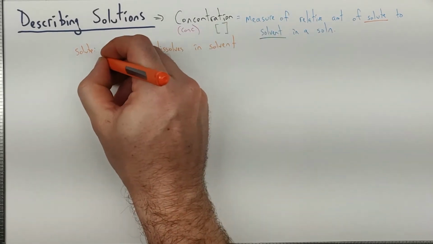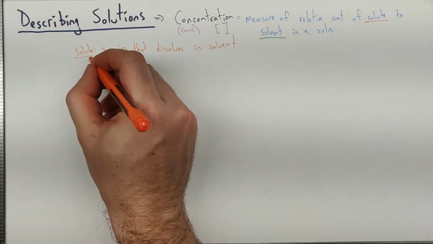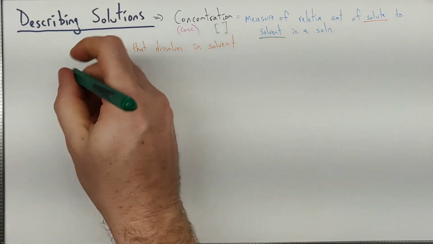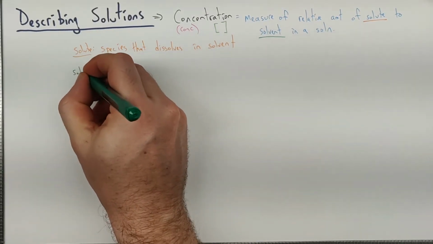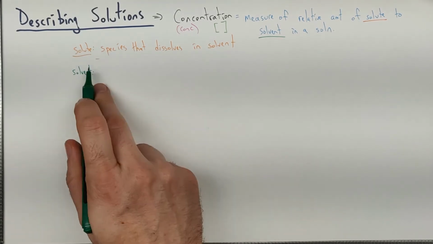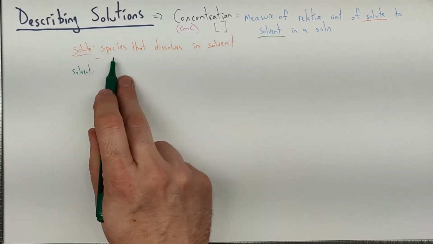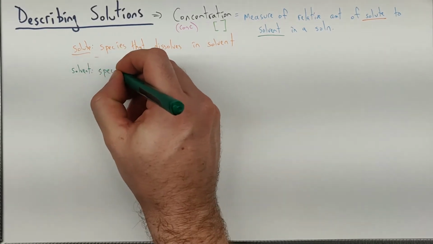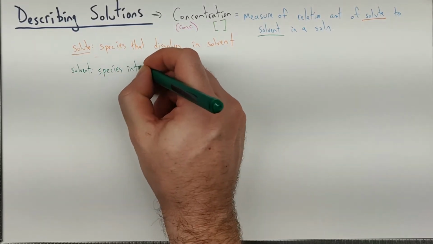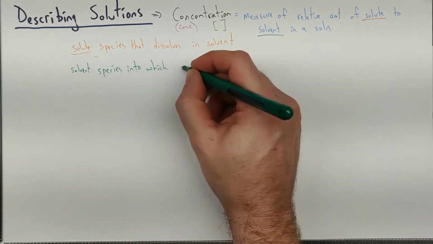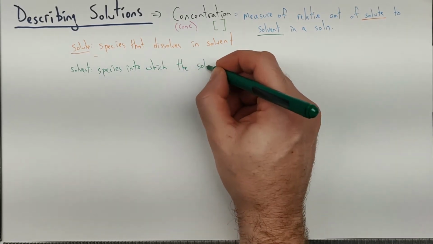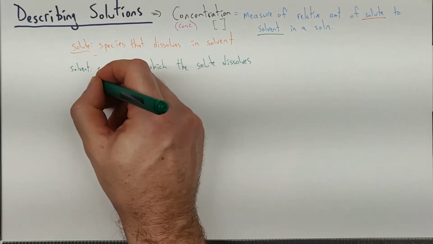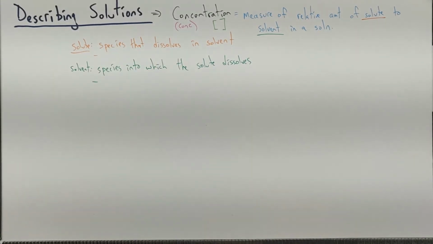And I'm going to leave room here for a secondary definition, because it turns out that isn't enough in some cases. Our solvent is the species that does the dissolving, right? The species into which the solute dissolves. And we're going to have room there for a secondary definition as well.